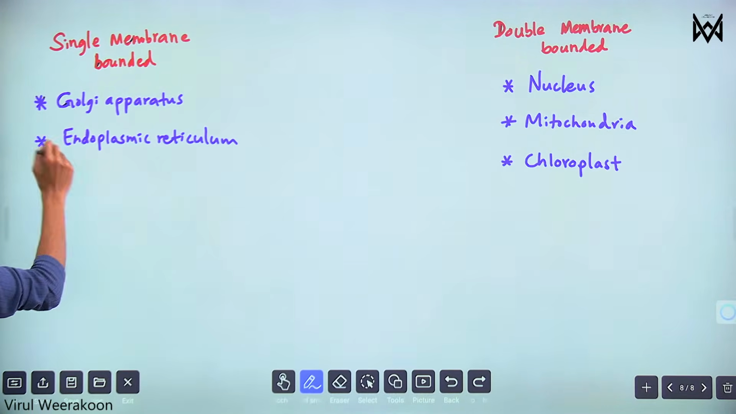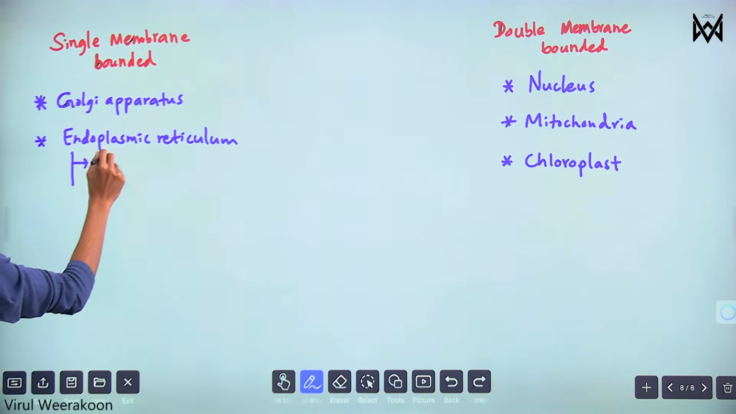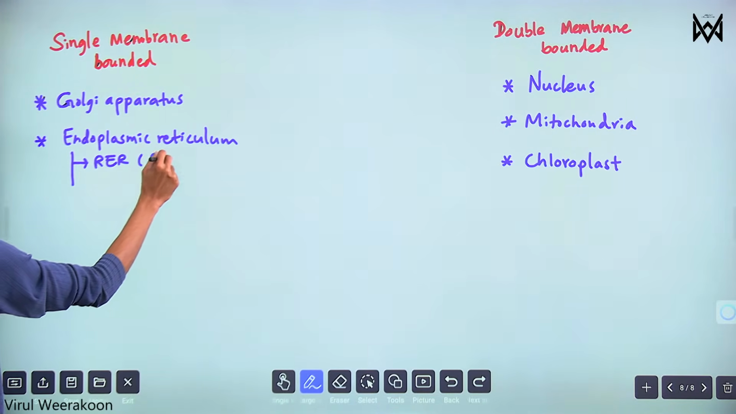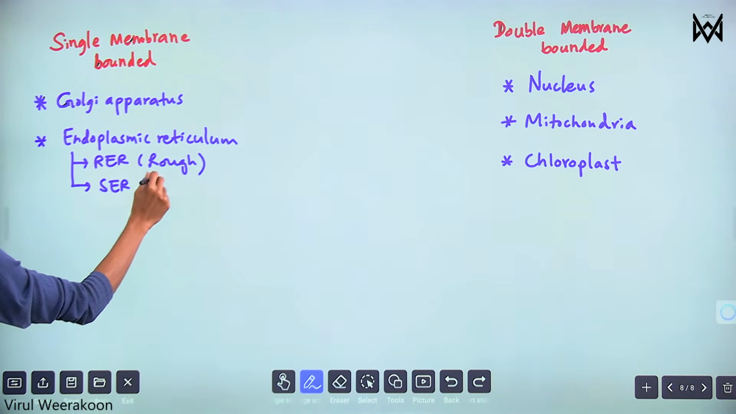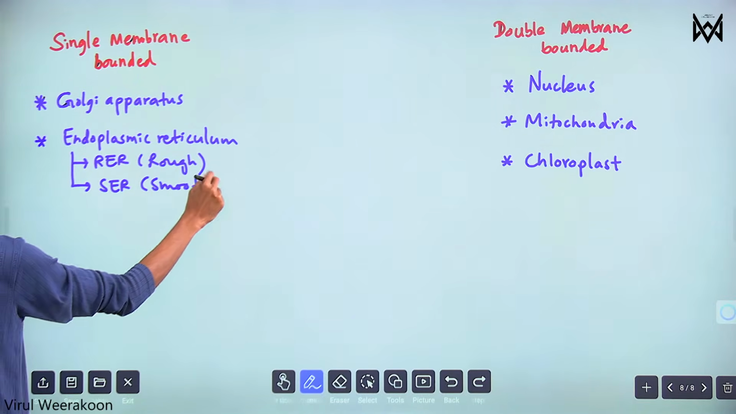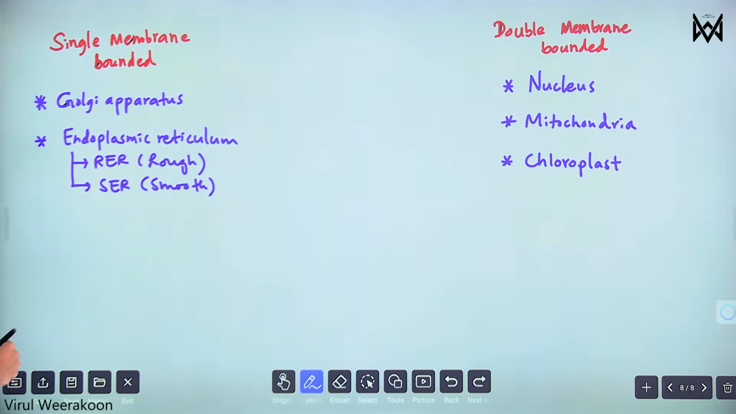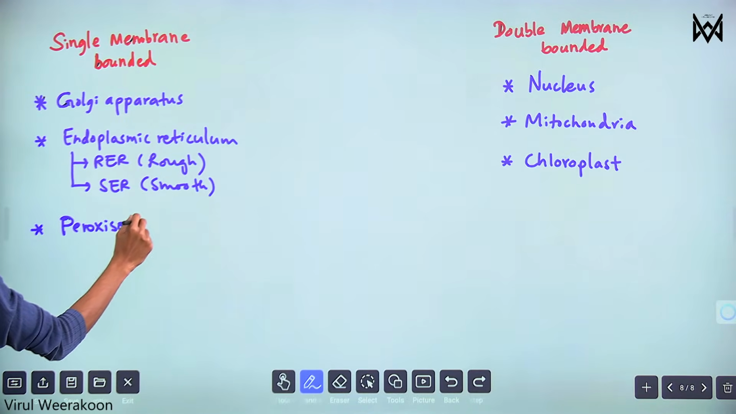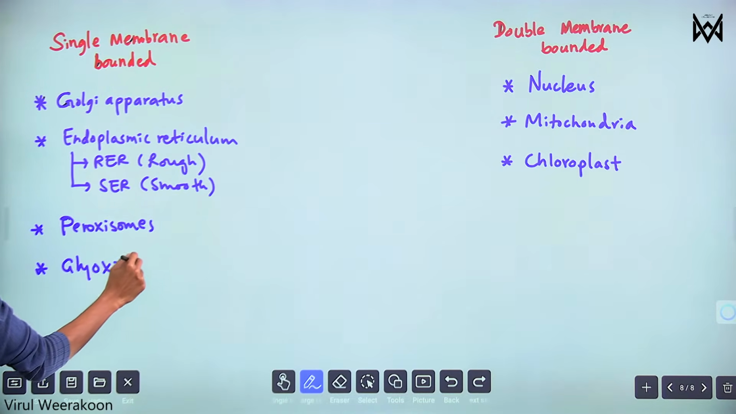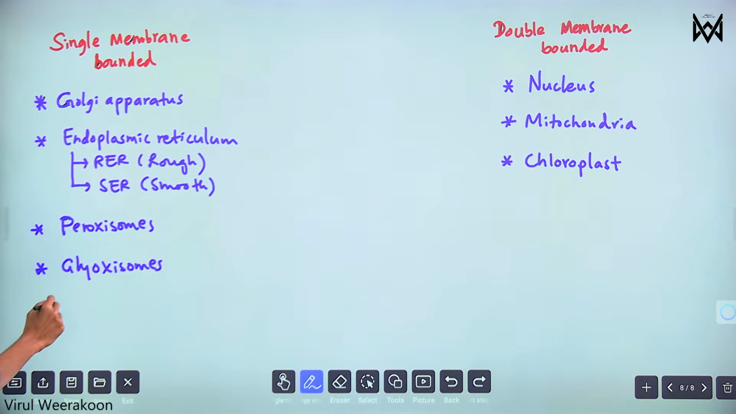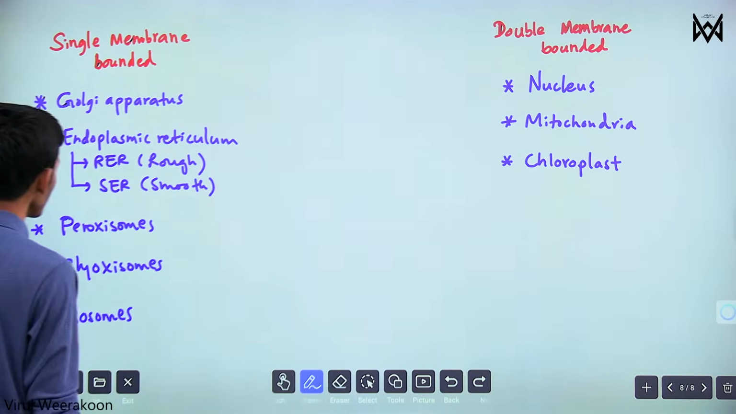It has actually two types. One is RER, which means rough endoplasmic reticulum, the rough one. Then the other one is SER, the smooth endoplasmic reticulum, the smooth one, right? Okay. Then after that, we have peroxisomes, glyoxysomes, and then lysosomes.